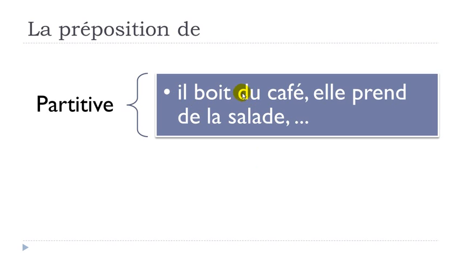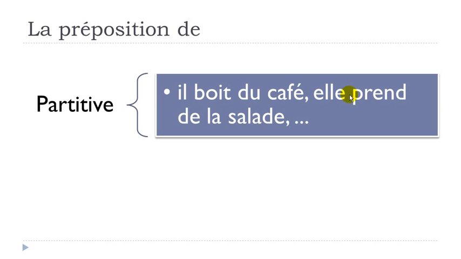Il boit du café. Okay, boire is to drink, du café, coffee, and then here we've got the partitive form, so it's some coffee, okay? And then remember that we've got the preposition de but then when it's combined with this le, it becomes du, okay? That's the partitive form. Il boit du café.